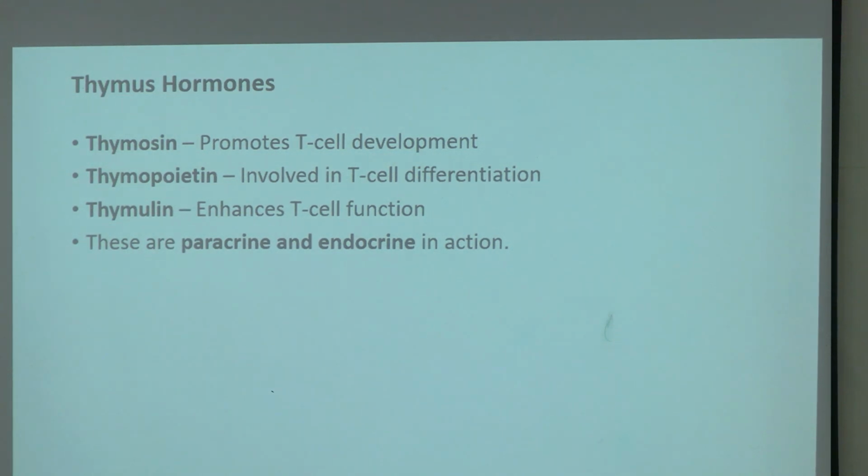Now, what are the most important hormones that are secreted by the thymus gland other than thymosins? You can see thymopoietins and thymulins are also important hormones that are synthesized by the thymus gland. And in all these cases, thymosin is involved with the development of the T cells. It means it promotes T cell development and differentiation, and thymulin enhances the T cell functions.